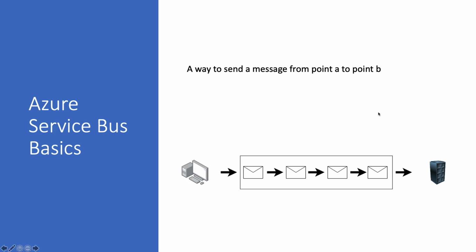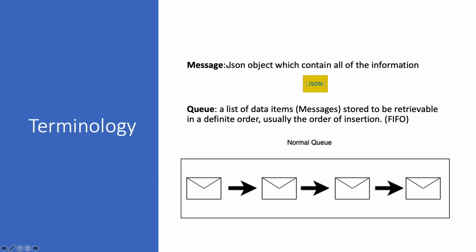So what is a message and what is a queue? A message is a JSON object which contains all of the information. So every message here is a JSON object containing different information. And what is a queue? A queue is a list of data items. Basically, it's a list of messages stored and retrievable in a definite order. So basically, every single one of these is a JSON object which is called a message, and they are stored in a way that we are able to retrieve them based on the order of insertion. So it's a first in, first out approach.